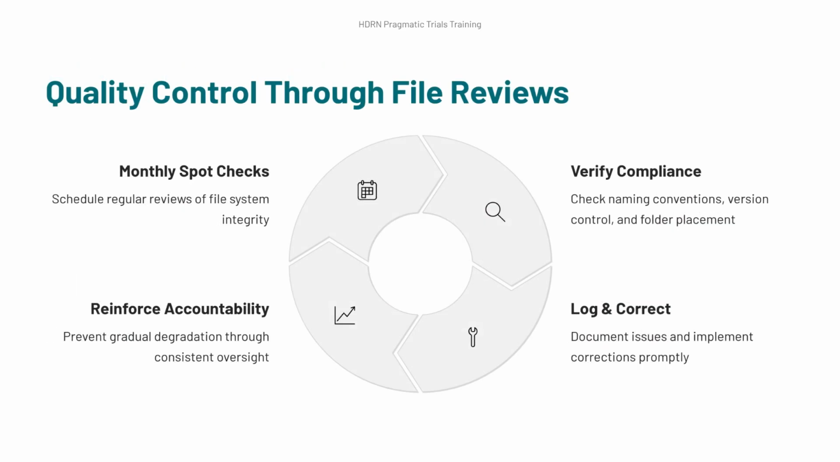Quality control through file reviews keeps the system from slowly breaking down. Regular spot checks, ideally each month, catch issues early by verifying naming conventions, version control, and folder placement. Logging problems and correcting them promptly reinforces accountability, while consistent oversight prevents gradual degradation of the file structure. Treated as a routine operational activity, file reviews protect data integrity and maintain audit readiness over the life of the trial.